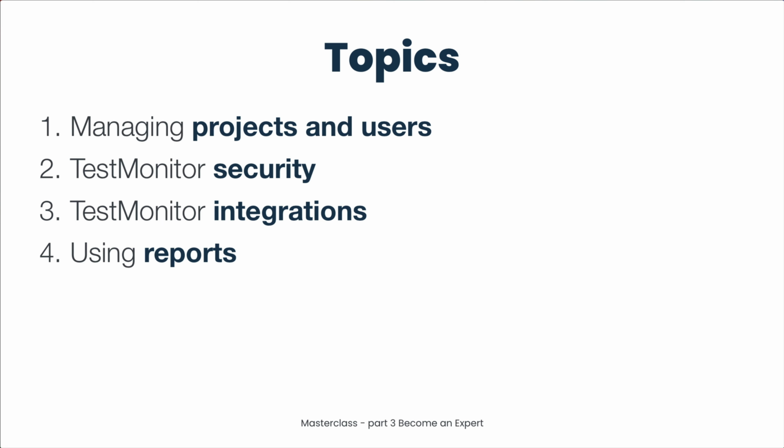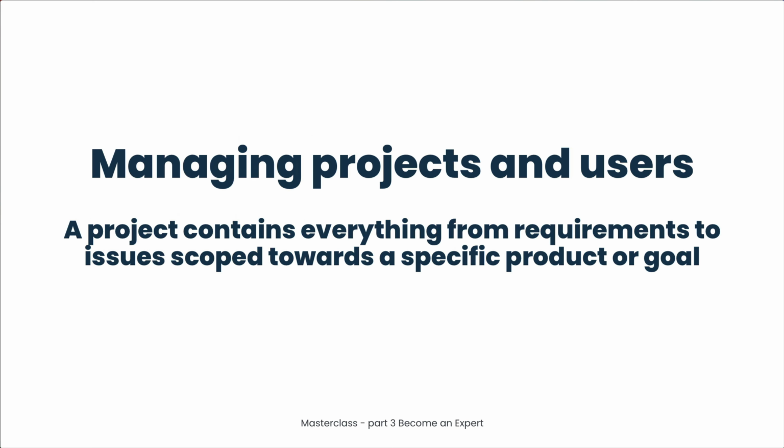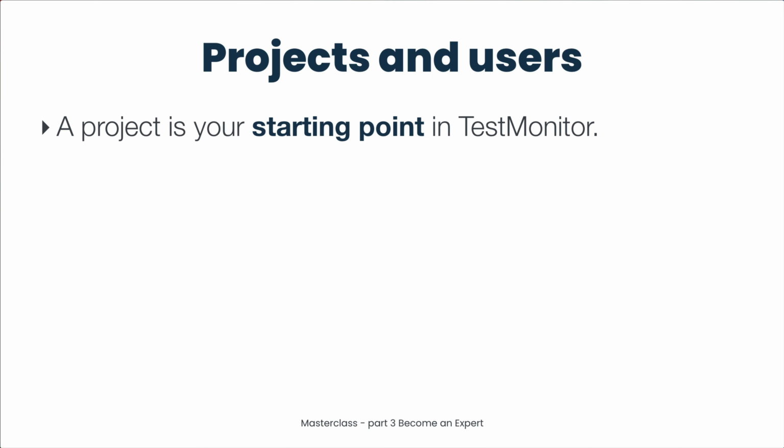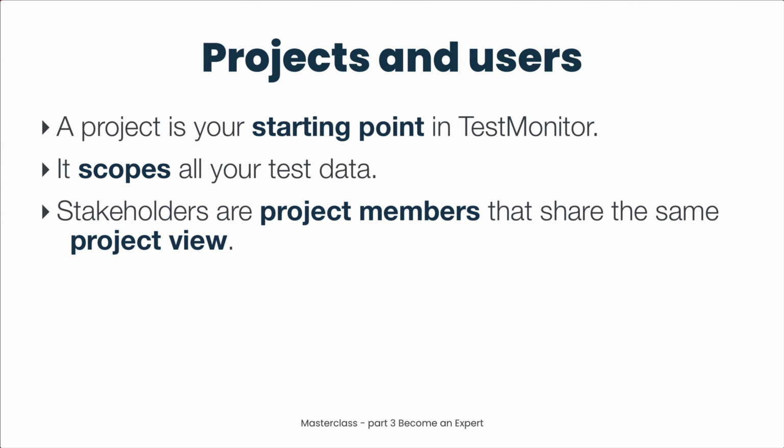A project contains everything from requirements to issues scoped towards a specific product or goal. A project is your starting point in TestMonitor. By scoping your test data, you can clearly work towards a project goal, along with your project stakeholders within a certain period of time. Stakeholders are project members that share the same project view.